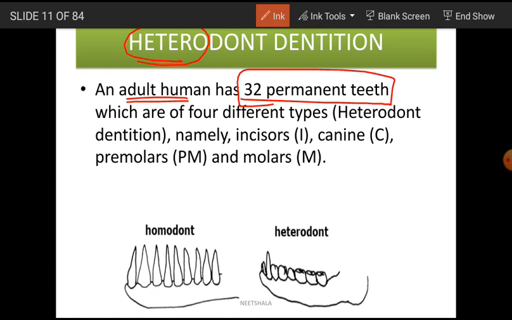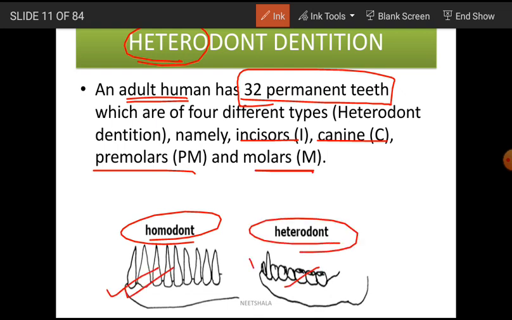Now, what are the 4 different types of teeth which are present in our mouth? The first one is known as incisors, second is known as canines, third is known as premolars, and the last is known as molars. So there are 4 different types of teeth present in humans. This type of dentition is known as heterodont dentition. If it was homodont dentition, all the teeth would look similar. But if it is heterodont dentition, there will be at least 2 different types of teeth, or even more types, like in the case of humans.